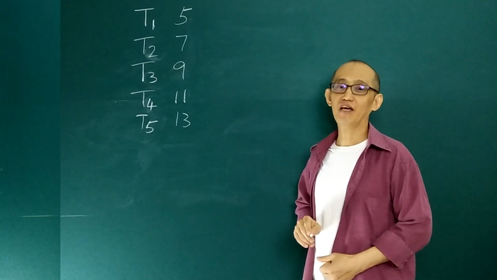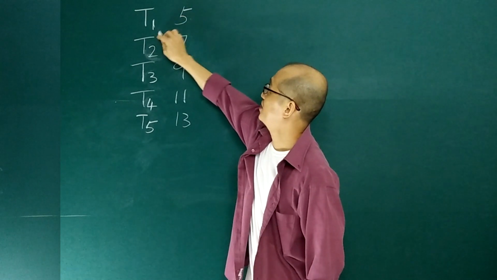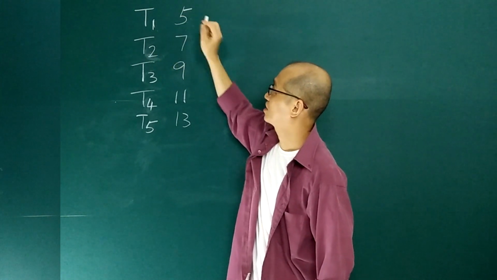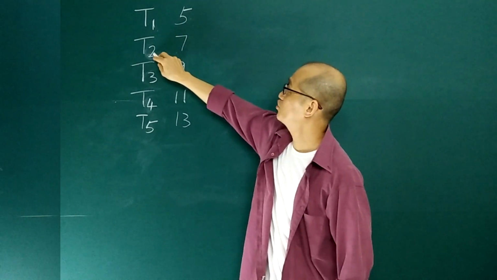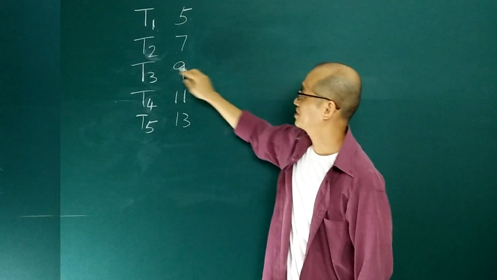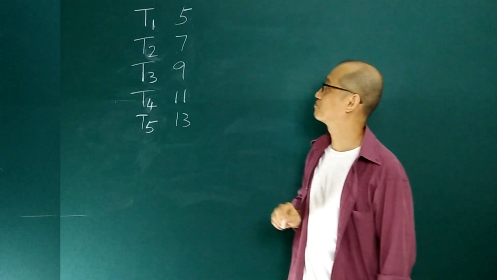Let's look at this arithmetic progression. The first term is 5. We use T1 to denote the first term. The second term is 7. We use T2 to denote second term. And the third term is 9, fourth term 11, fifth term is 13.